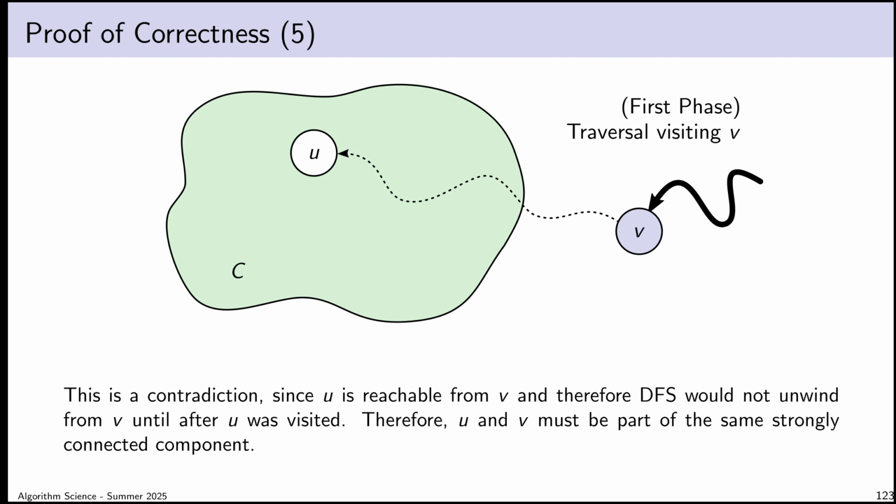This is a contradiction, though, because we saw earlier that there is a way in my original graph G to get from vertex V to vertex U. And I just said that because we know that vertex V wasn't a descendant of vertex U, that means that when DFS reached vertex V in the first phase, vertex U was unvisited. But we know that vertex U is reachable from vertex V, and that's a contradiction, because we know that DFS would never unwind from vertex V until after vertex U was visited.